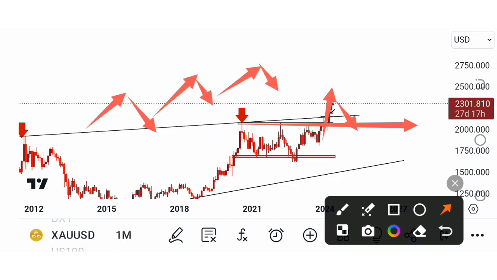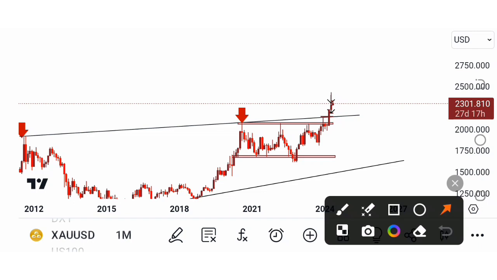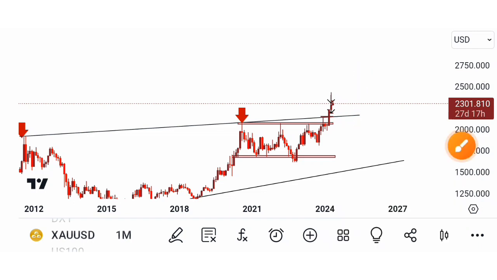So as you can tell, this was an impulse, and so at the moment I am anticipating that the market is going to come back down and give us a correction before we can expect an impulse to the upside. So that is why on the higher time frame I'm bullish. However, on the smaller time frame I am bearish.